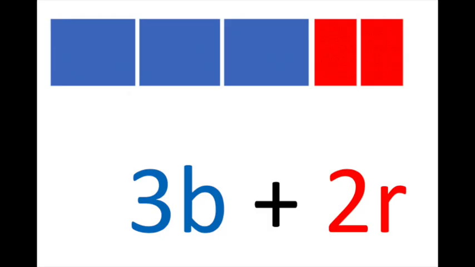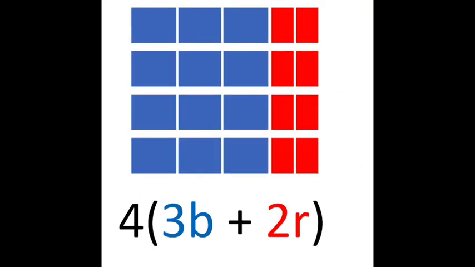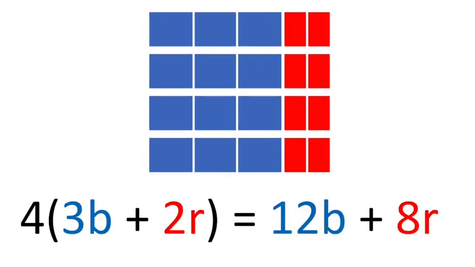Since we have 3 blue blocks and 2 red blocks, we could write this as 3b plus 2r. And now, when you have 4 times (3b plus 2r), we see the original visual that I provided of 12 blue blocks and 8 red blocks, and we can actually visualize what 4 times (3b plus 2r) looks like. We can also agree that we see 12 total blue blocks and 8 total red blocks. So we could also write this as 12b plus 8r.